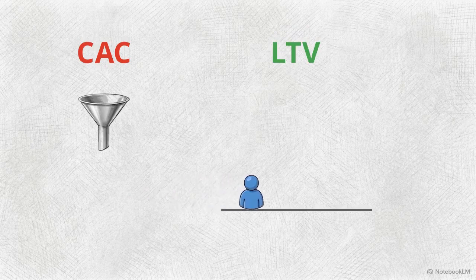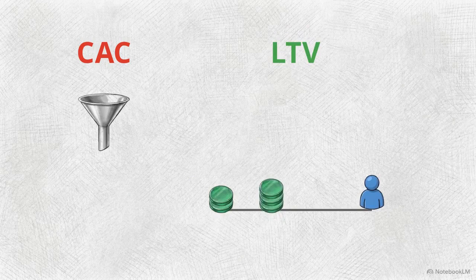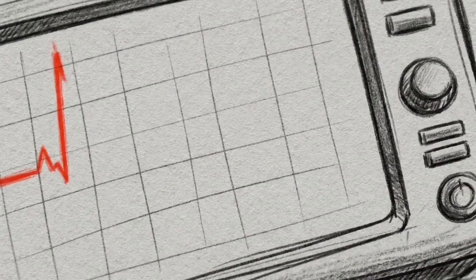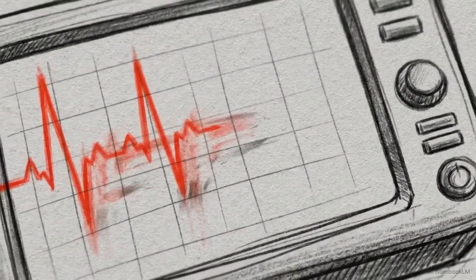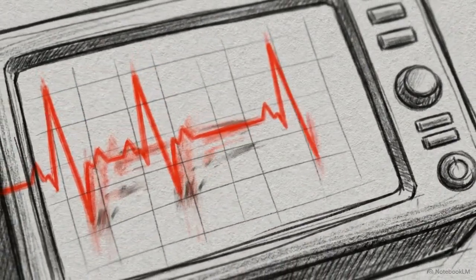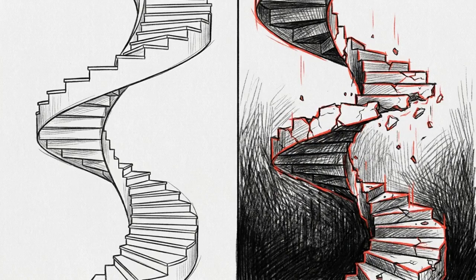The entire model rests on two master variables. The first is customer acquisition cost, or CAC. This is the exact amount of financial energy required to convince one person to buy. The second variable is lifetime value, or LTV. This represents the total financial return that single buyer yields over the duration of their relationship with your company. The strict mathematical relationship between what it costs to acquire a customer and what they eventually pay you acts as the ultimate diagnostic pulse. It separates a genuinely scalable business from one trapped in a financial death spiral.